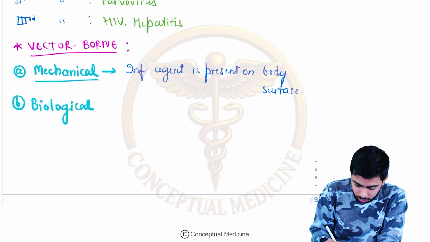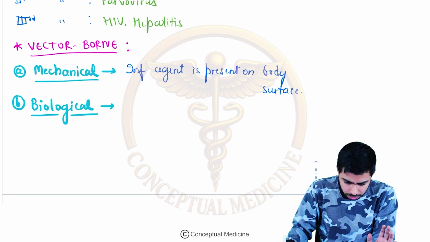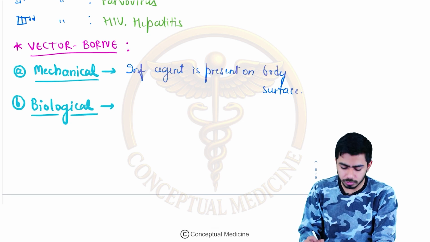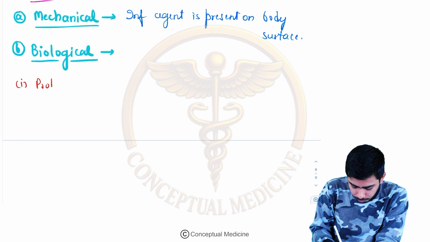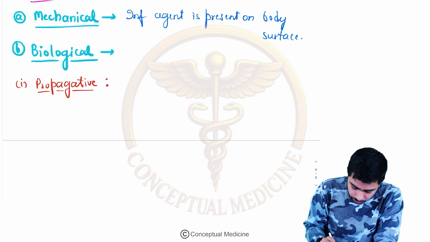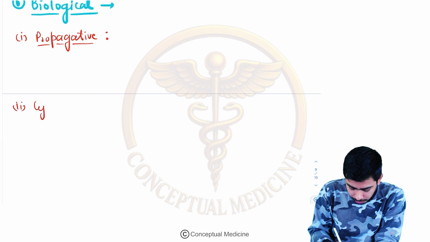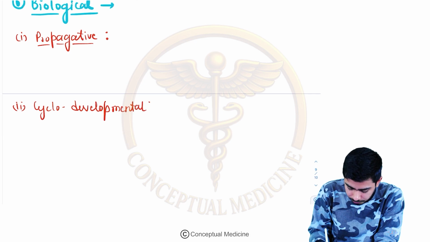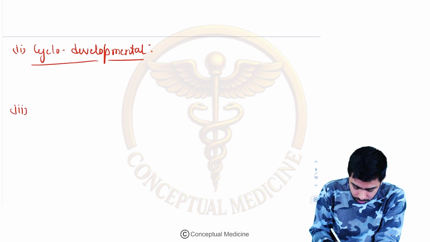Biological mode. So what do I mean by that? In this case we have three important terms. What are the three important terms? Let me write it over here. First one is your propagative type. Second one is your cyclo-developmental. I will talk about the differences. And third one is your cyclopropagative.